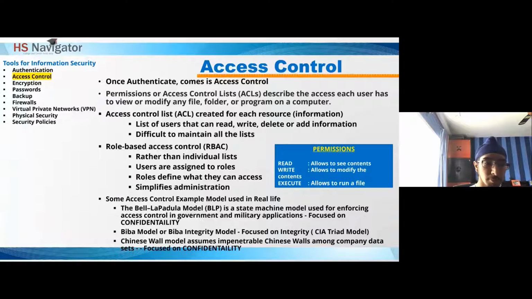There are some models like these in real life, called the Bell-LaPadula model. Basically, BLP is a state machine model used for enforcing access control in government and military applications, which you can read more about online. The Biba model, or Biba integrity model, focuses on integrity. And the Chinese Wall model is sort of based on the Great Wall of China in a cybersecurity way, where it walls off your company data sets based on confidentiality.